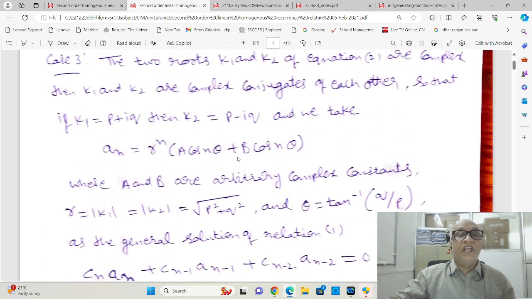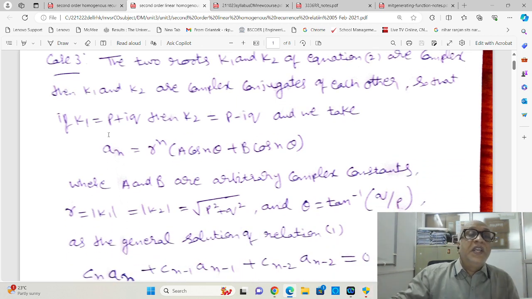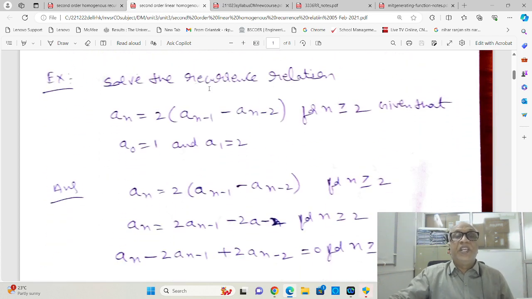This is for case 3. What is case 3? You have already seen that. k1 and k2 are complex. If they are complex, k1 will be equal to p plus iq, k2 will be equal to p minus iq. An will be equal to r to the power of n, A cos n theta plus B sin n theta, where r equal to square root of p square plus q square and theta equal to tan inverse of q upon p. This is the equation given.